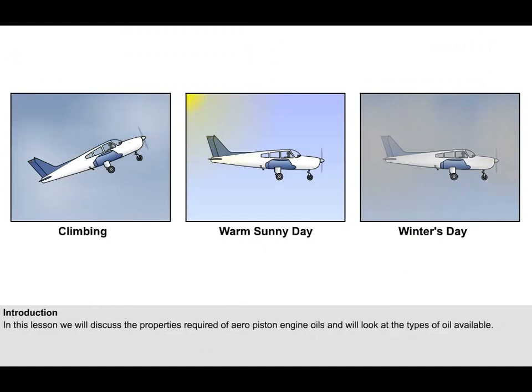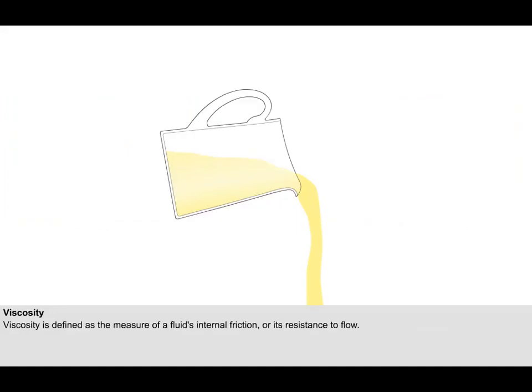Because aircraft engines operate at varying loads, power settings and outside air temperatures, their lubricants require differing properties. In this lesson, we will examine the properties required of aero piston engine oils and we will look at the types of oil available. The thickness or viscosity of an oil is a very important factor.